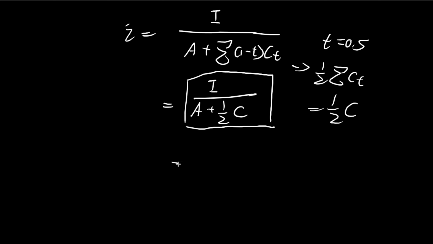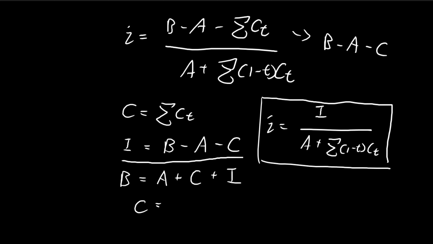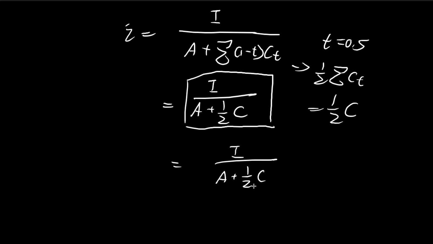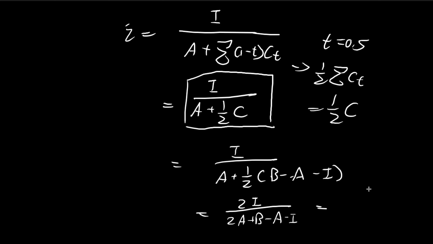And then if you want to get rid of the C in the formula, another common way to express this formula is to directly apply the expression that we have here. So we're going to substitute C as B minus A minus I into the formula. And then just to get rid of the 2, we have 2A plus B minus A minus I. So we get 2I divided by A plus B minus I. So this is another way to describe the formula.